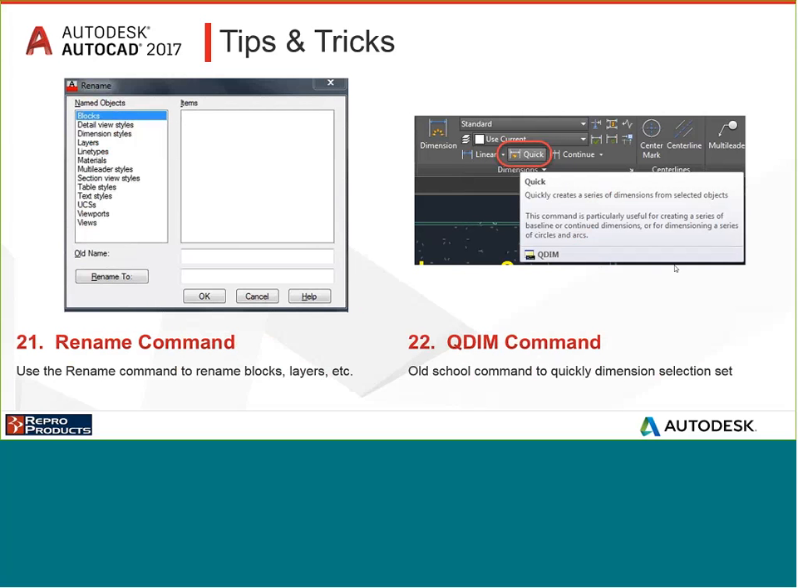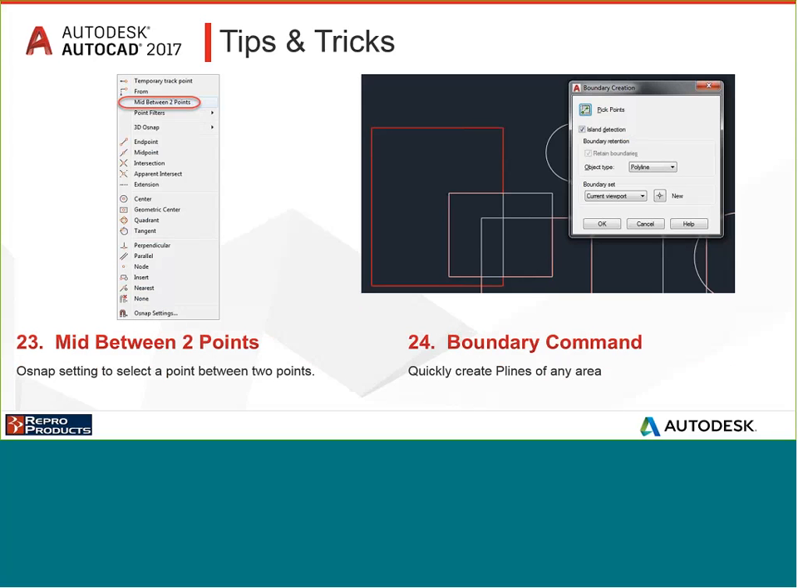The rename command is an old command, but it's a great command because you can rename practically all this content that you want within your file. We have a QDIM command, which has actually been around for quite some time to do some very quick dimensioning. And the mid between 2 points object snap, which is a great object snap. It's been around for a little while, and some people don't realize that it's there, and I'll show you the difference between that versus geometric center. And then the boundary command, which is a great old school command as well, to do some interesting work.